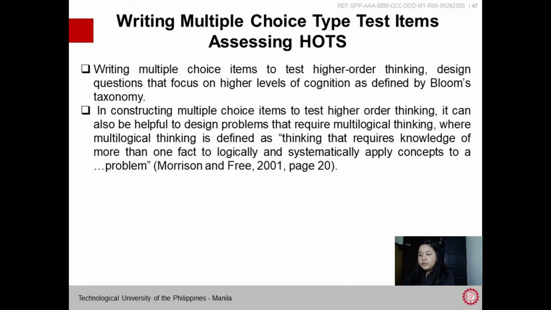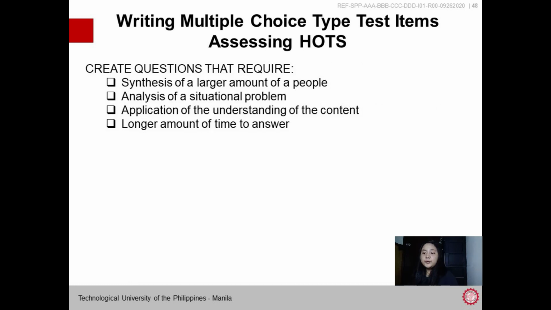So, in constructing multiple choice items to test higher order thinking, it can also be helpful to design problems that require multi-logical thinking, where multi-logical thinking is defined as thinking that requires knowledge of more than one fact to logically and systematically apply concepts to a problem, according to Morrison and Fee 2001, page 20. So, multi-logical thinking is thinking that sympathetically enters, considers, and reasons within multiple points of view. Okay? So, next slide.